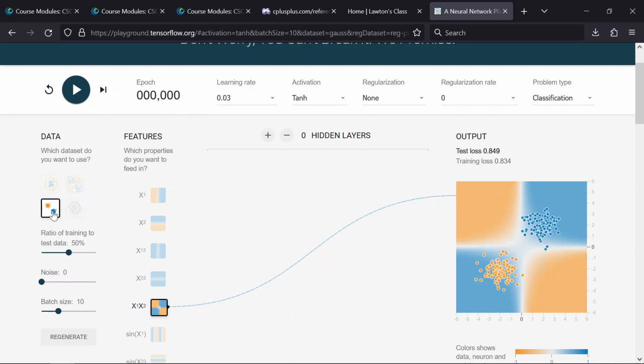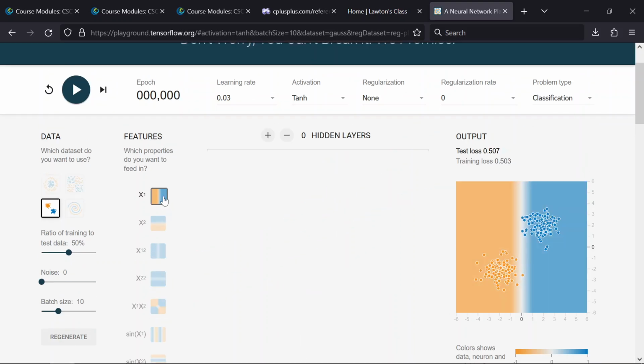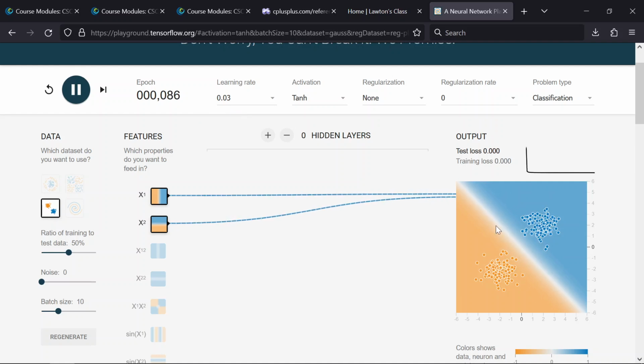For this one, you need to learn the equation of a line, and the equation of a line is just y equals mx plus b or something. So you need x and y added together, and it will just learn a line in the output layer. It's okay if you didn't understand any of that, but you want to keep things simple at the end of the day.